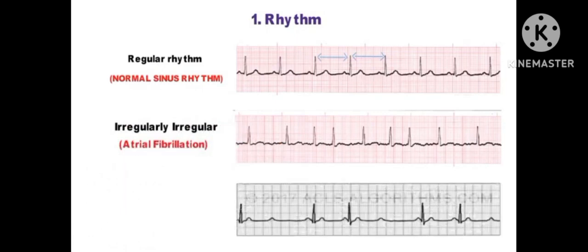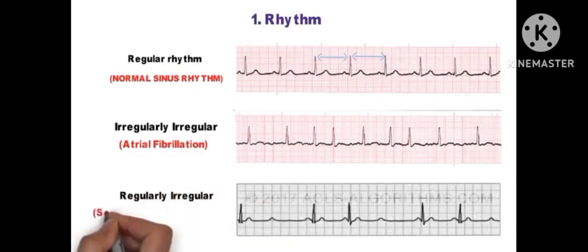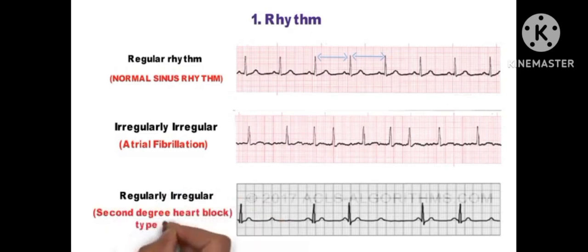Now look at this ECG. Normal regular rate with a regular drop beat. So the rhythm is regularly irregular, which is seen most commonly in second degree heart block type 2.